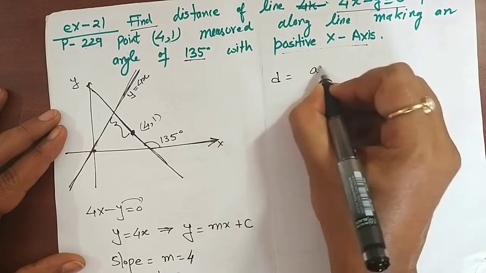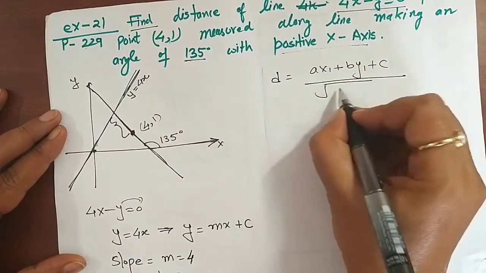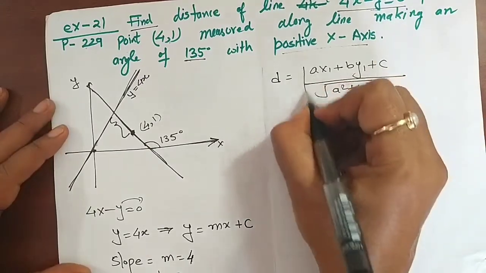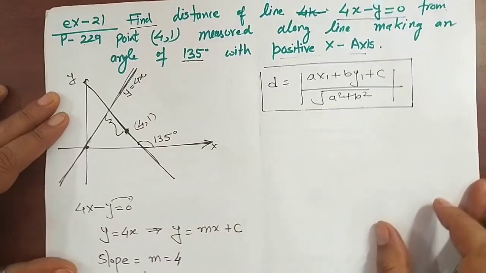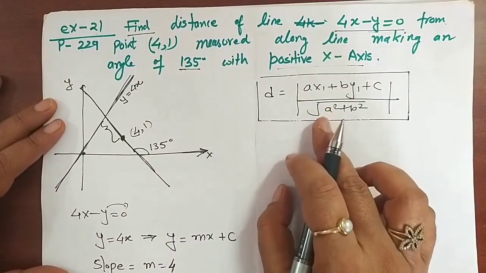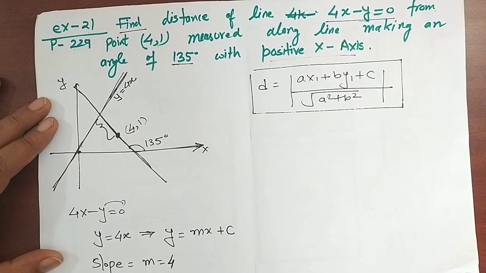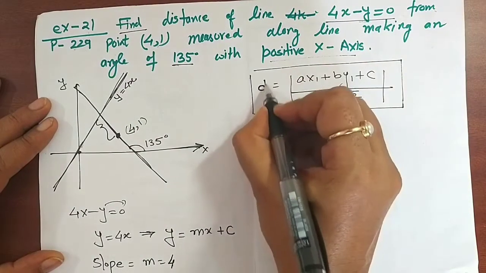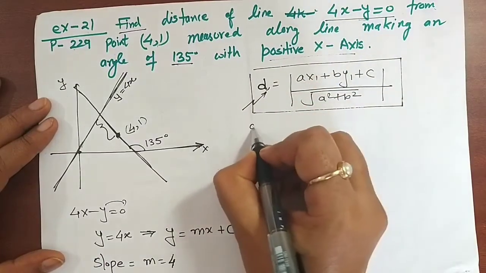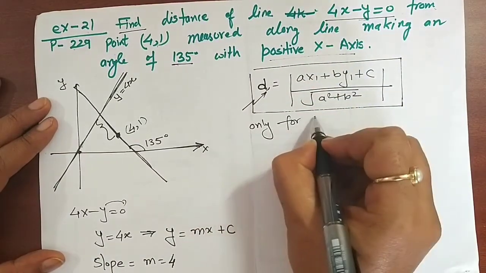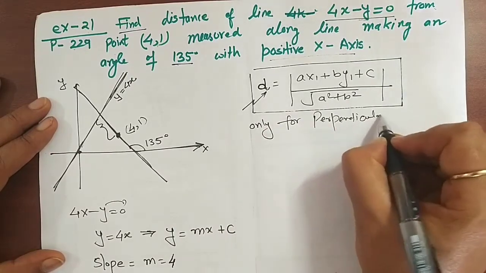The distance formula is (ax1 + by1 + c) by root of a square plus b square. They will see this question and apply the distance formula. But remember, this formula is not applicable in this case. Can you tell me why? The reason is this formula is applicable only for perpendicular distance.